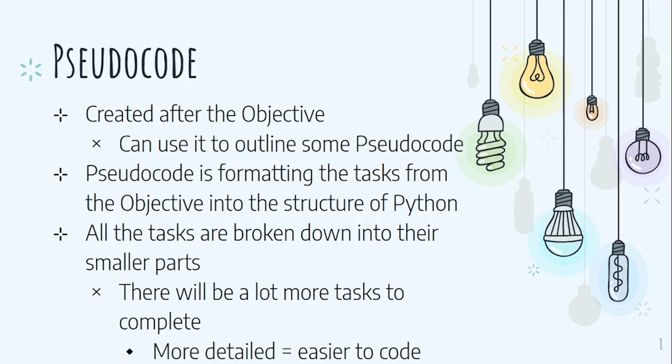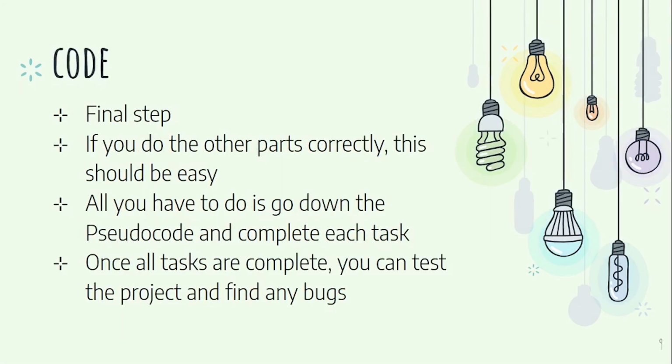Finally, we have the code, which is actually the final step. If you do all of the other parts correctly, this should be very easy. All you have to do is go down the pseudocode and complete each task. Once you complete all the tasks, you can test the project and find any bugs. Do note that if you don't make your pseudocode detailed, there will be small pieces you forget, which will cause more bugs. So take your time with the pseudocode and objective. This will ensure your job is easier later.